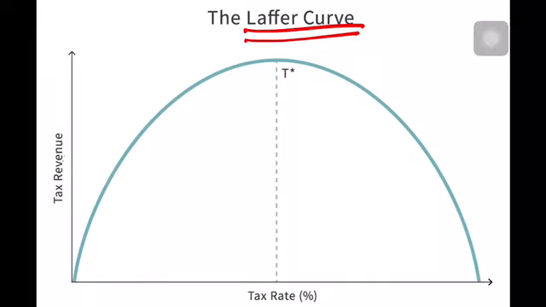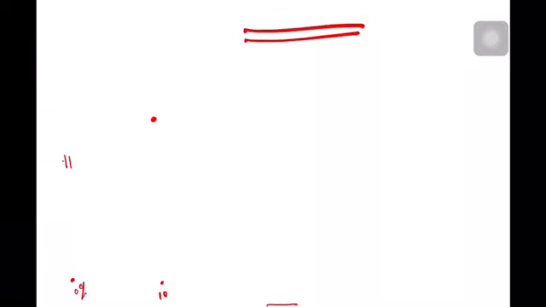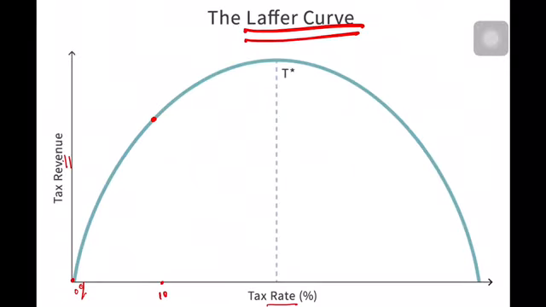Here, if you see the tax revenue and how much tax revenue is increasing, on the x-axis you can see the tax rate. You can take here a 0% tax rate. When there is a 0% tax rate, the government cannot collect more taxes. If the tax rate is increased by 10%, then the total tax revenue will also increase. If the tax rate increases by 20%, then the total revenue increases. If the tax rate is 30%, then the government is getting the maximum tax.